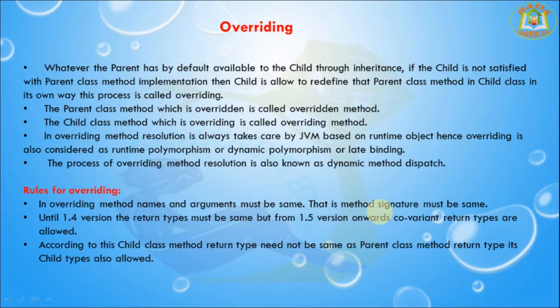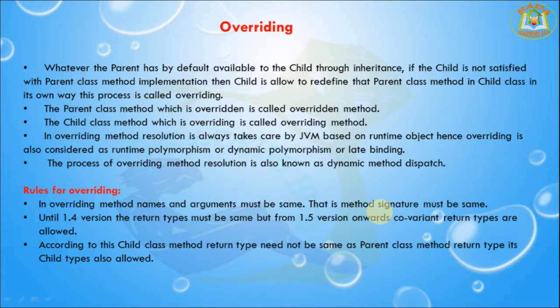Next, I am going to discuss the rules of overriding. In overriding, method names and arguments must be the same. That is, the method signature must be the same. Until version 1.4, the return types must be the same, but from version 1.5 onwards, covariant return types are allowed. According to this, the child class method's return type need not be the same as the parent class method's return type. Its child types are also allowed.